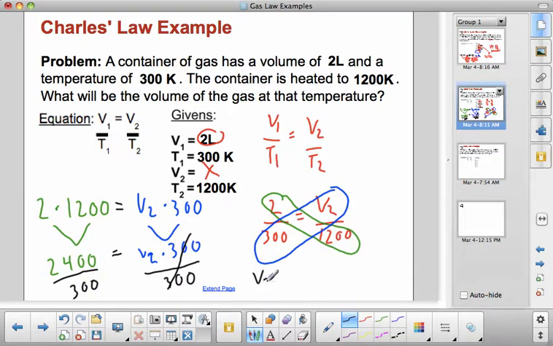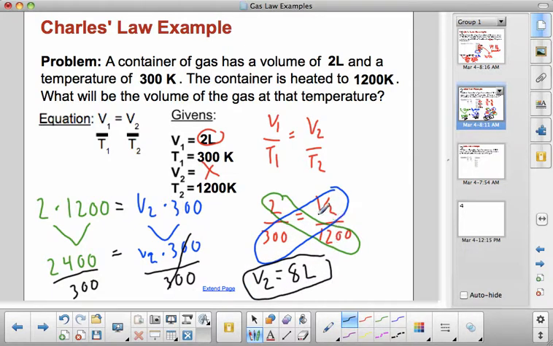And V2 will become 8 liters. V2 will be 8 liters when we solve this. So doing a little cross multiplication simplifies the problem and then allows us to solve for V2.